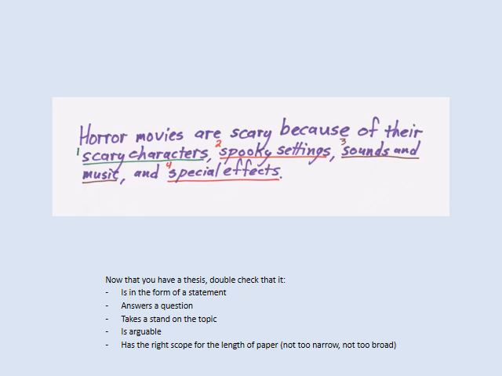It's in the form of a statement. It answers a question, is not in the form of a question. Takes a stand on that topic, which is arguable and has the right scope for a college-level essay.